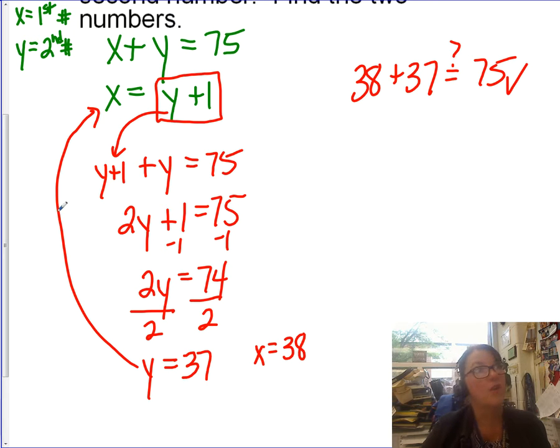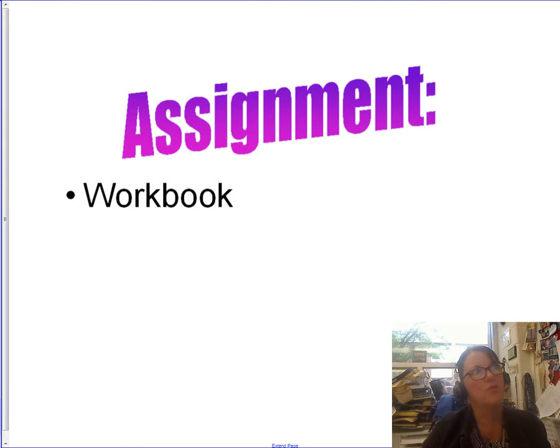All right, so solving systems by substitution is what we're working on today. If you need extra paper to show your work, I want you to do that.